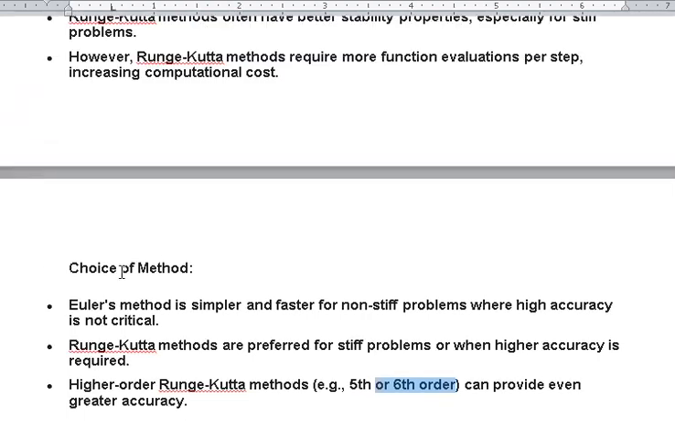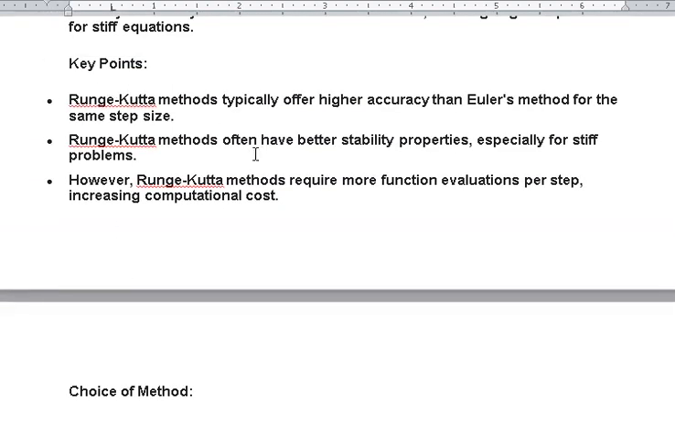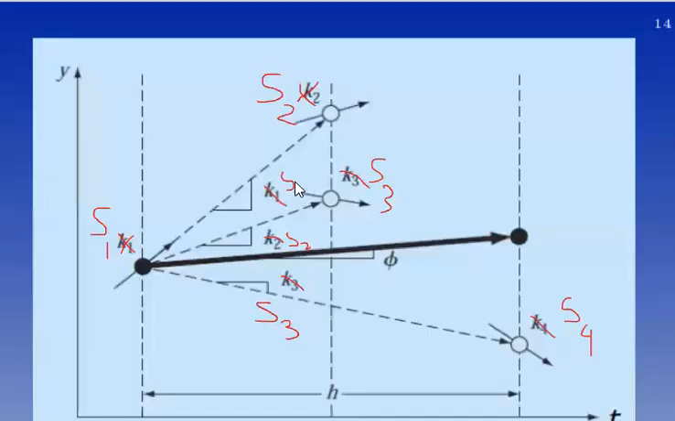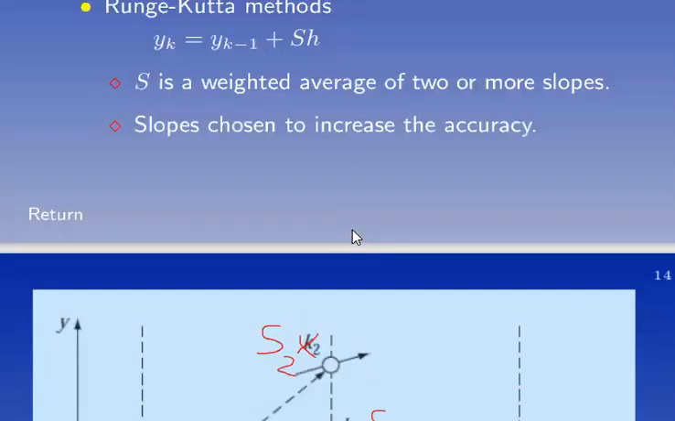But the most famous one is the fourth order Runge-Kutta. This is the classical one. This is very famous. Most people use this method, the fourth order Runge-Kutta method, right? So in the fourth order Runge-Kutta method, I think four slopes have been used.